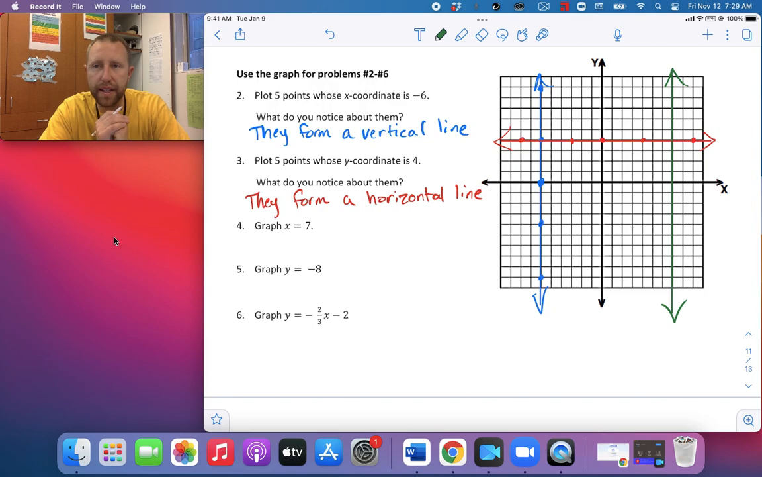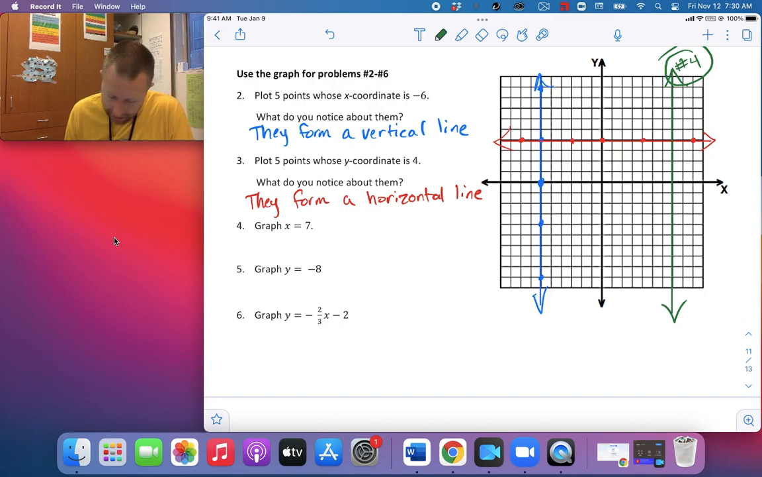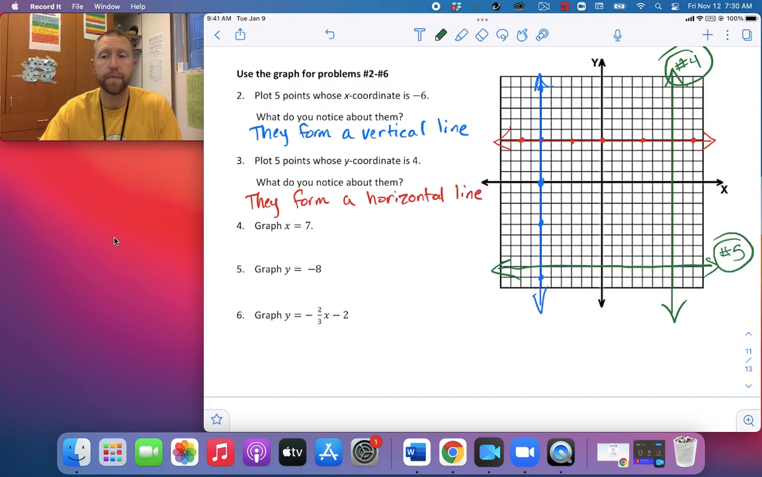Let's label that graph x equals 7. Let's put that down as, this is my line for number 4. Okay, so for number 5, it says graph y equals -8. So y equals -8. I got to count down 1, 2, 3, 4, 5, 6, 7, 8. And that is this line right here. And I'm going to put that that's my line for question 5. Right? And I want you to do the same so that kind of sticks out.